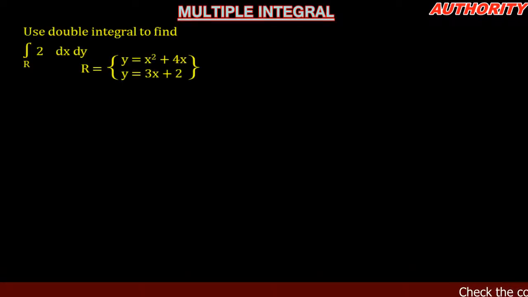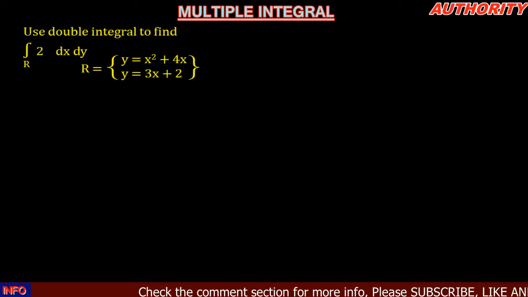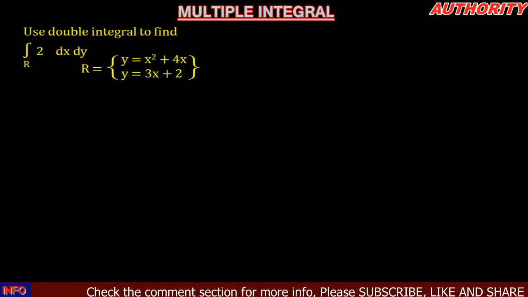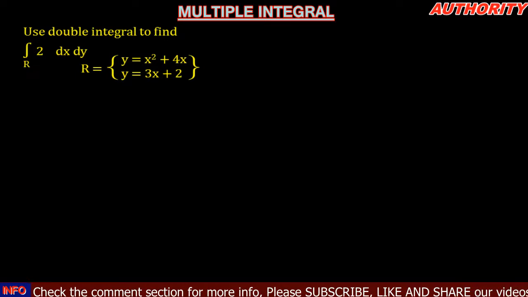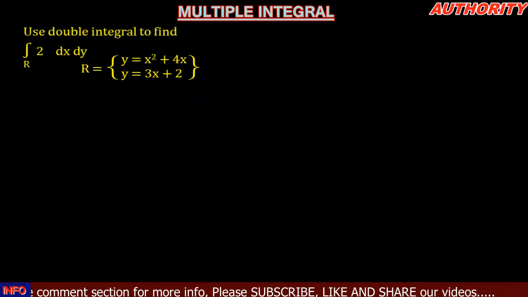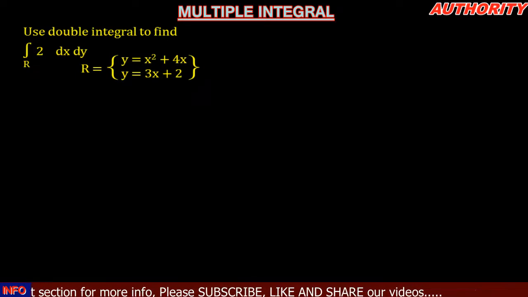Today, let's talk about multiple integrals. Let's take a look at this question. Use double integration to find the integral over the region R of 2 dx dy, where R is bounded by y equals x squared plus 4x and y equals 3x plus 2. So this is what we are asked to integrate using a double integral.